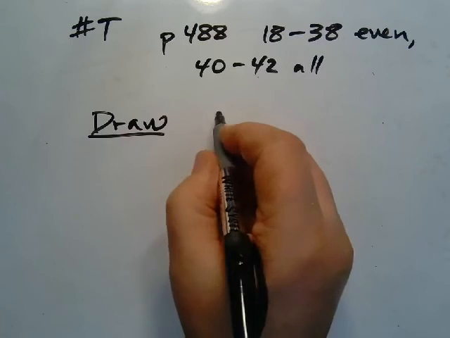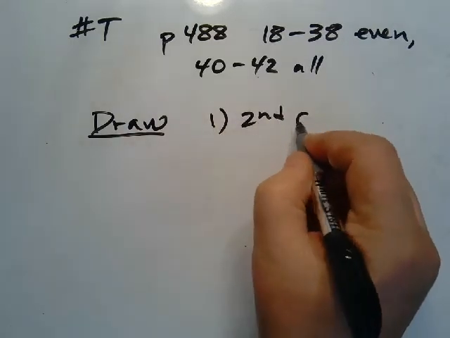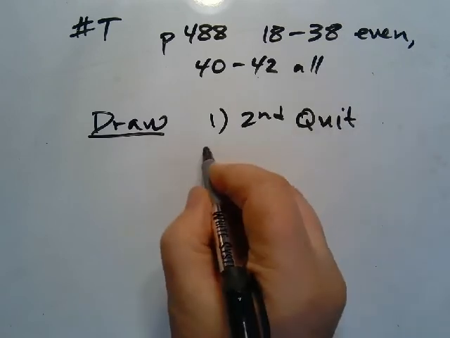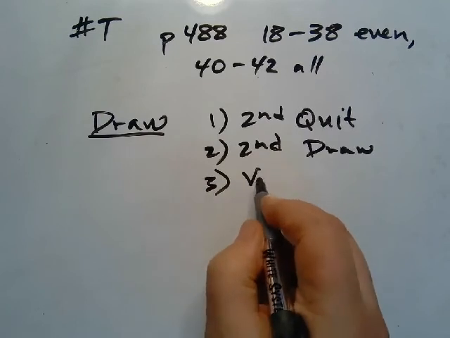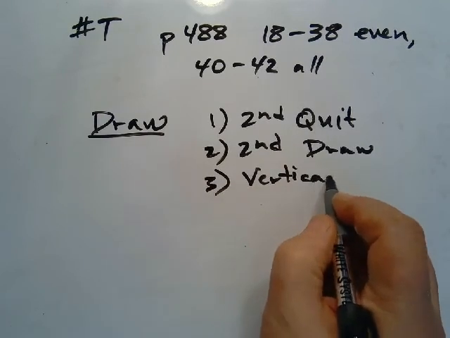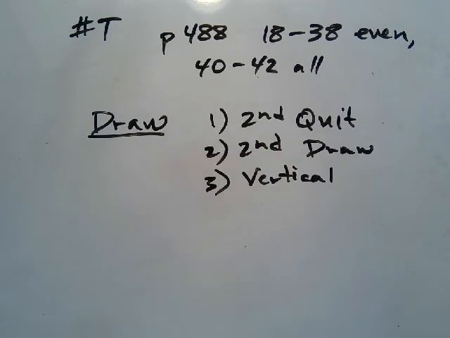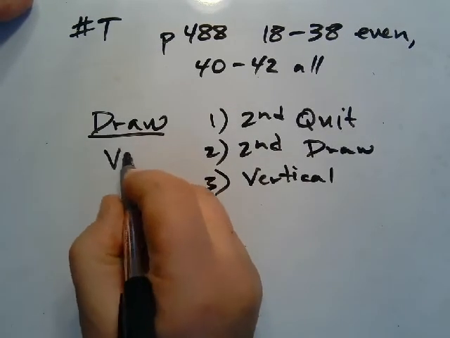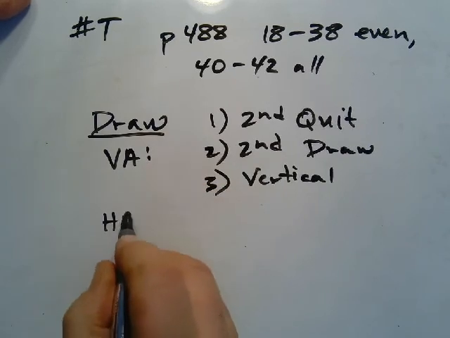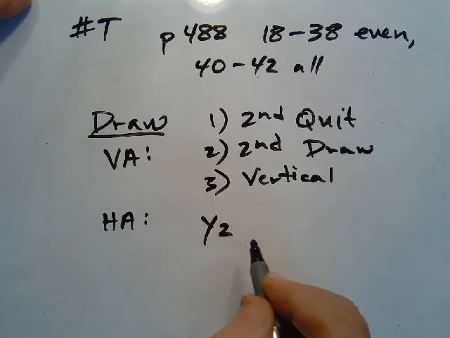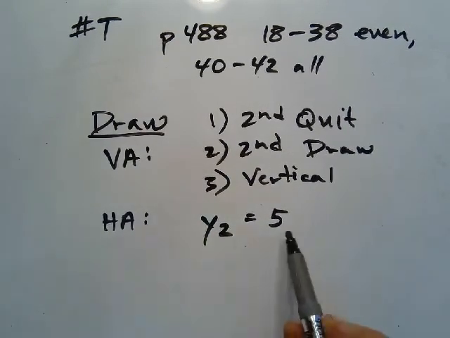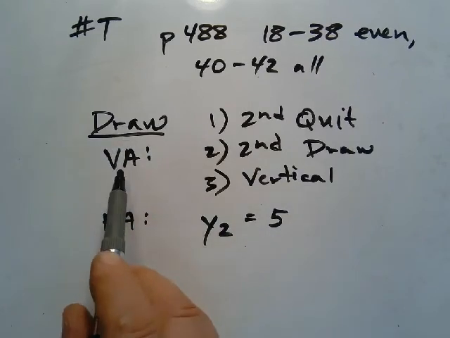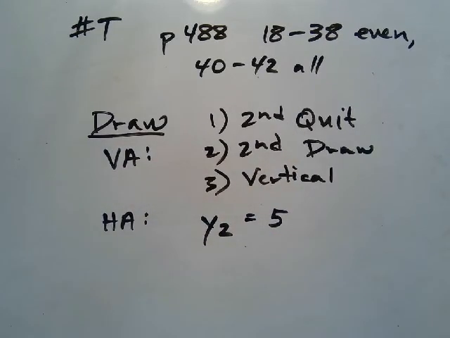Remember, if you're going to use the draw menu, you have to go to your second quit screen first. Go to second quit and then hit second draw, and then you can draw. You're going to end up drawing vertical lines. So second quit if you want to draw those vertical asymptotes. Horizontal asymptotes, you can just put them in your y equals screen. So y equals whatever that number is, let's say it's 5. Okay, so horizontal asymptotes are easy to draw, and then the vertical asymptotes, you're going to have to draw those in.